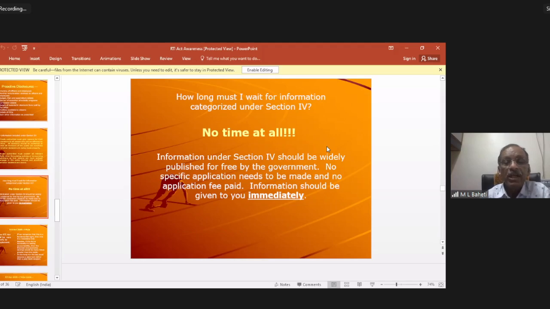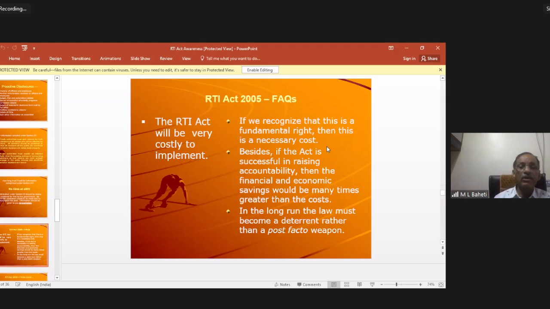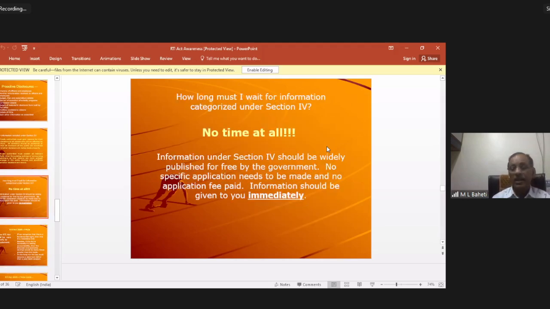Information structure widely published by the government. No specific application need be made and no application fee paid. So information should be given to you immediately. You can go to any office and ask for section 4 files that should contain clause 1 to clause 17 and all the required information relating to that office.